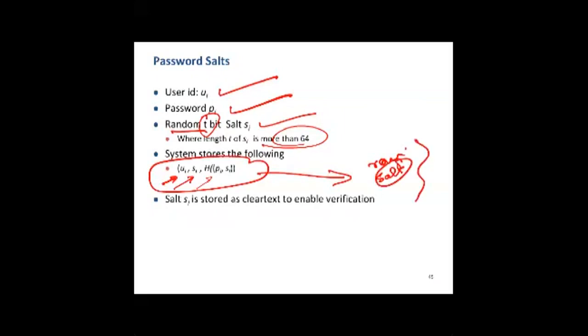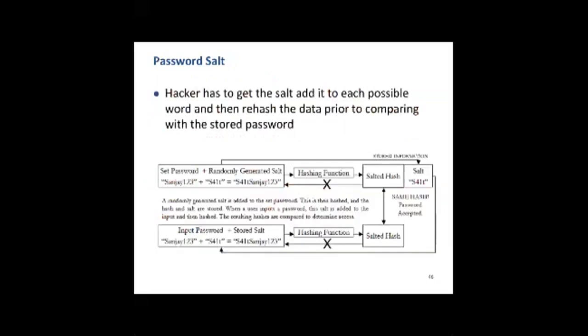Then how does it help, because the salt is also known? So you'll have to think of the answer to that. The example is this: my password is Sanjay123. When I set the password, the system will apply a random salt, S41T. Okay, then the generated salted password becomes S41T Sanjay123.